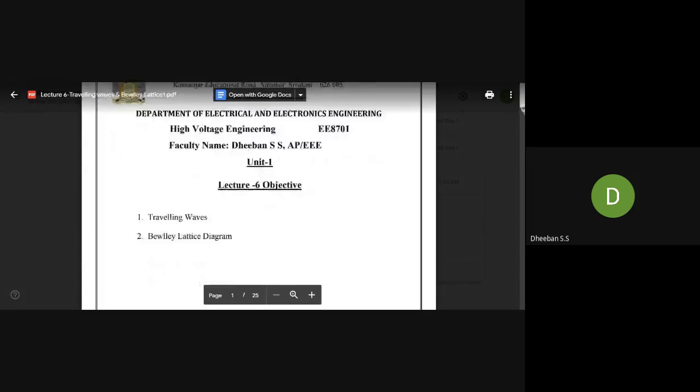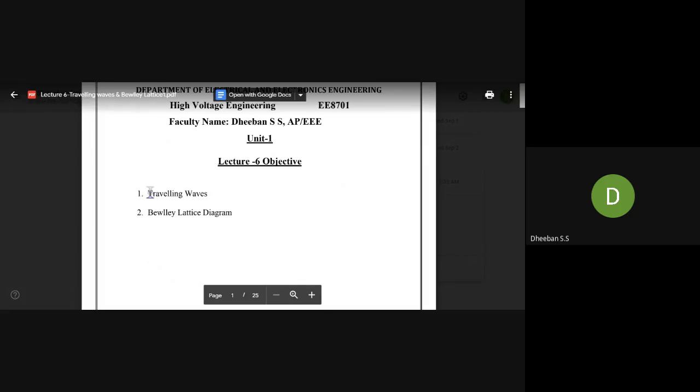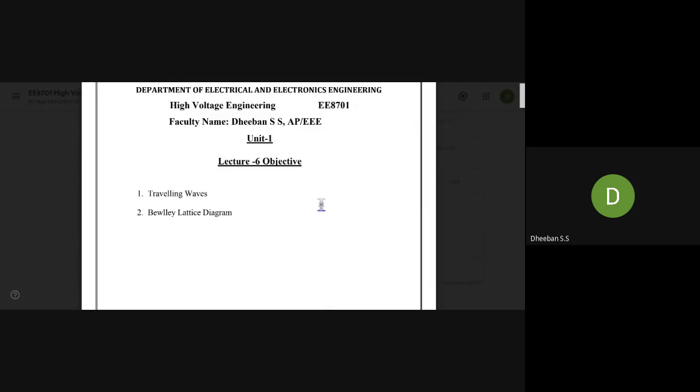So in this, we'll be seeing about traveling waves. Traveling waves is basically what you have seen in your T&D subject. In your T&D subject, we have derived the expression for your long transmission line, right? So the same expression will be repeating over here, but it's not an important question.